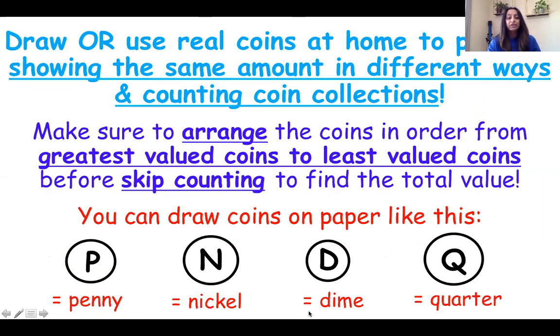So, great job, friends. At home, you can draw or use real coins to practice showing the same amount in a lot of different ways, and then also counting coin collections. Remember to arrange your coins from greatest value to least value before skip counting to find the total value. And remember that these are all the different ways that you can draw your 4 coins. So practice counting coins and practice showing the same amount of money in lots of different ways.